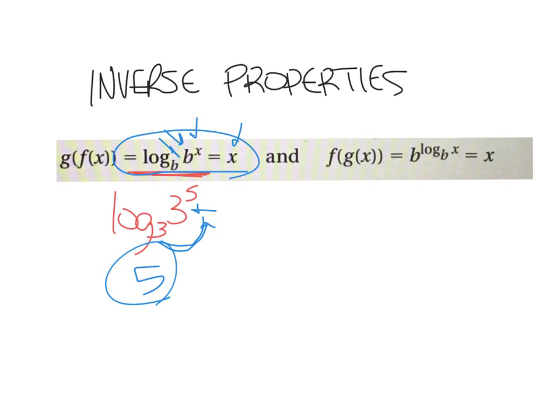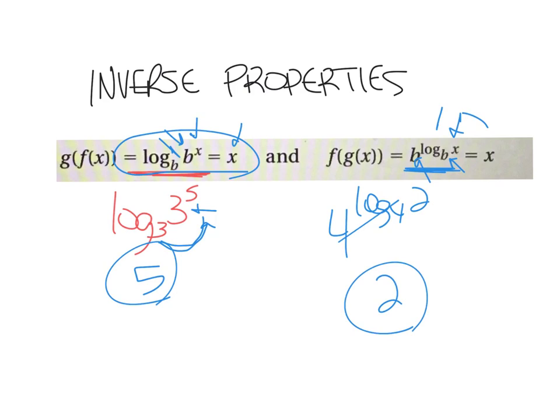And the backwards of that is also true. If you have a log in your exponent and the base of your exponent is the same as the base of the log, the answer is just what x is. So if you see something like 4 to the log base 4 of 2, the answer is going to be 2, because these are inverses of each other. Remember, log is the inverse of an exponent. That's the inverse property.